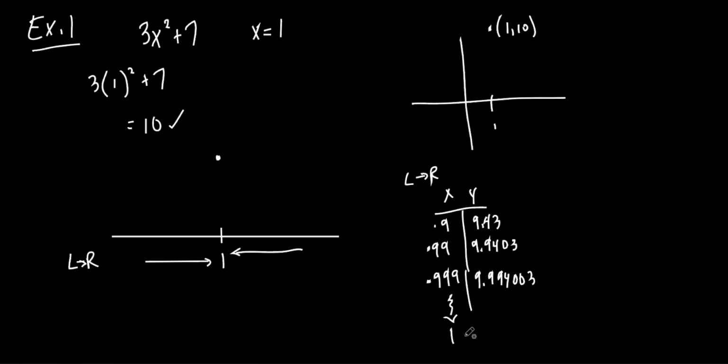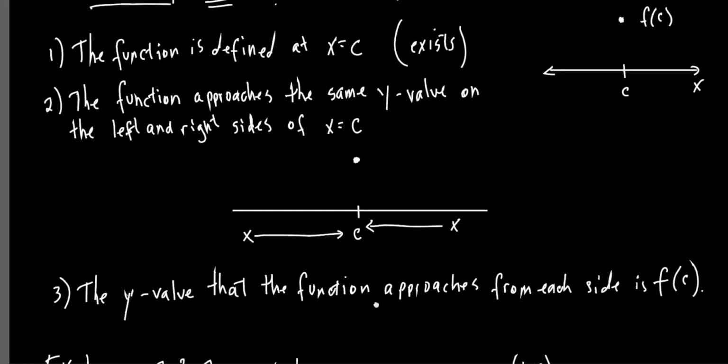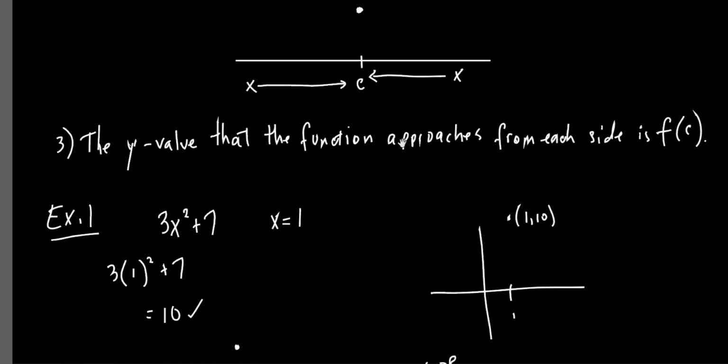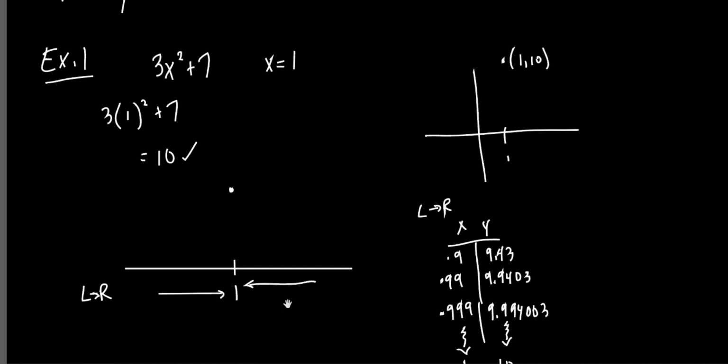So watch. As this gets closer and closer, I could put a whole bunch more numbers in here. That's what that little squiggle is. As this gets closer to 1, what does this get closer to? It gets closer to 10, right? Look at that second thing that we did. It says the function approaches the same y value on the left and the right side of that point. In this case, it's not c, but it's 1. X equals 1. All right? So as we get closer and closer to this from the left, it starts approaching 10.